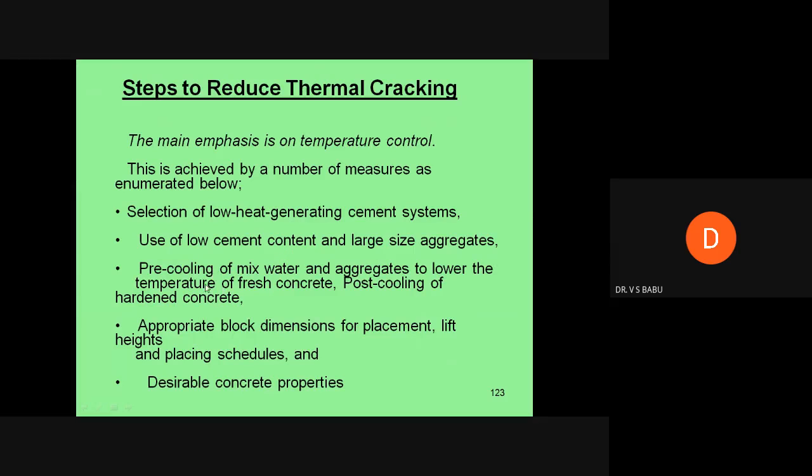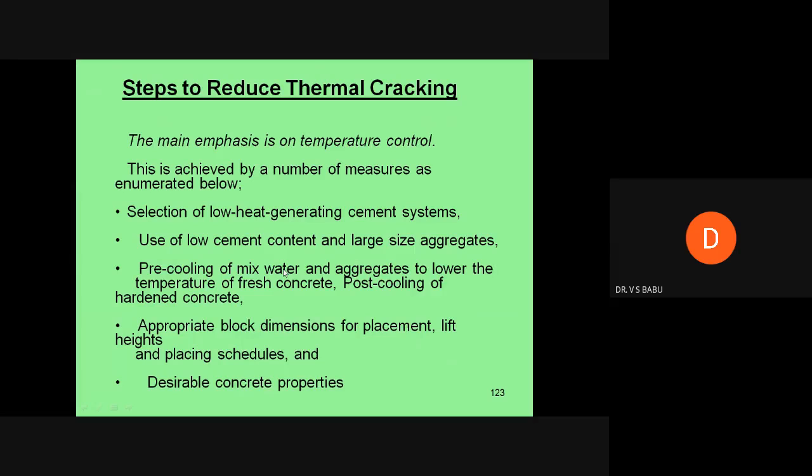So to avoid that, in the mixing water, if you are in unavoidable situations, if you are using hot weather concreting, at that time what you will do, you will pour the water, but the water should be chilled water. Chilled water means, suppose you may install a freezer in the working site itself.